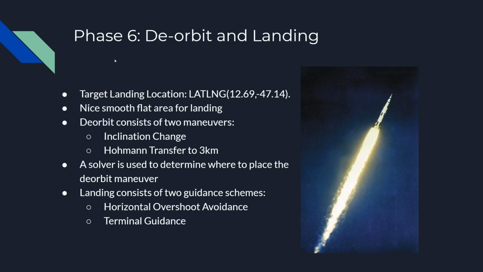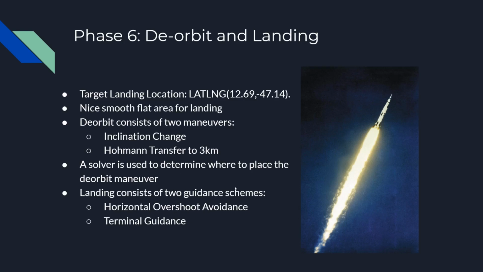So the target position where I'm going to be landing, I just chose it arbitrarily. The only condition that I had was that it's nice and flat, which you can find in a lot of places on Minmus, and that it was above or below the equator. I wanted that because it gives me a bit of a challenge. So the second part is that we're going to be doing an inclination change and then a Hohmann transfer. I'll explain why I do that in a little bit.